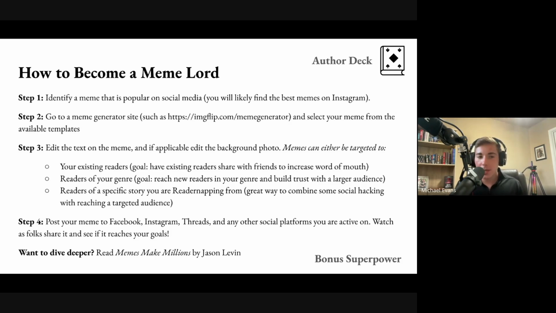I'm not telling you not to do that, but I don't feel like that's necessary because the real magic comes in step 3, which is when you edit the text on the meme and actually make it funny and entertaining for readers. Now, I said for readers, not for your readers, because you have a few options here, right? You can take a meme and make it something that's an inside joke for your readers. Maybe your character has a classic quote, or there's a sticky situation that happens in your book that you want to share through a meme.